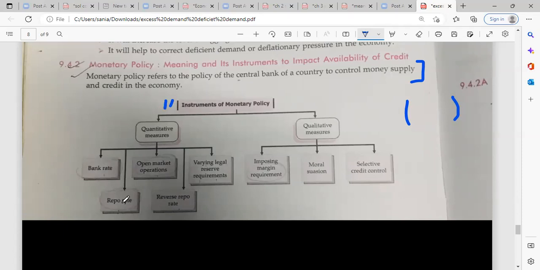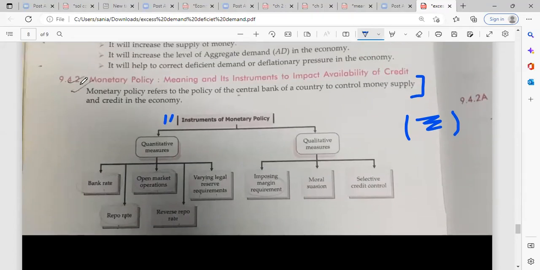So these are the instruments of monetary policy, quantitative and qualitative. Quantitative: bank rate, repo rate, open market operation, reverse repo rate, CRR. And qualitative: imposing margin requirement, moral suasion, selective credit control. In brackets over there you will write explanation in banking chapter, or you can write refer banking chapter for the explanation, so that whenever you are revising your notes, you have good material with you. Okay, so we'll quickly draw it. You will first write monetary policy, then the definition of monetary policy, then instruments of monetary policy, and the entire flow chart.